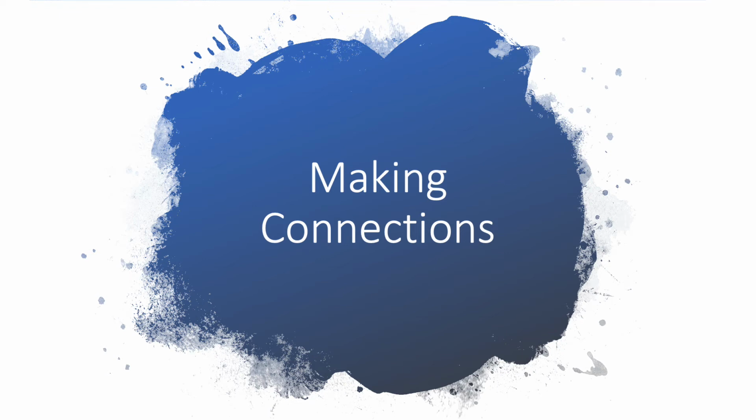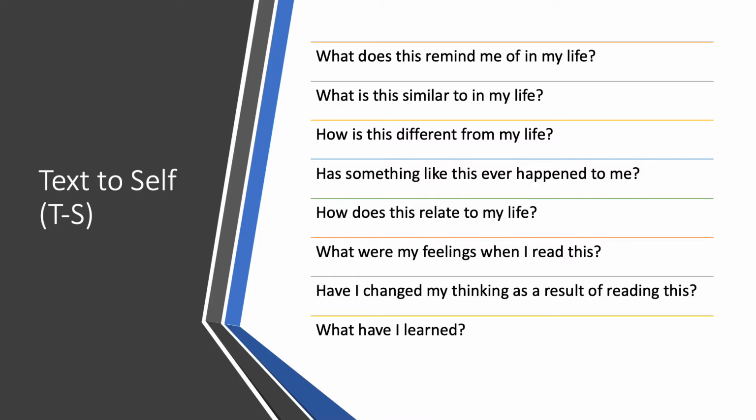This week we are going to be working on another reading strategy called Making Connections. Many of you have been using this strategy already, but this week we're just going to get a little bit more specific with how to use it, especially while you're annotating. There are 3 different types of connections that we'll be discussing this week. The first one is the text to self connection.